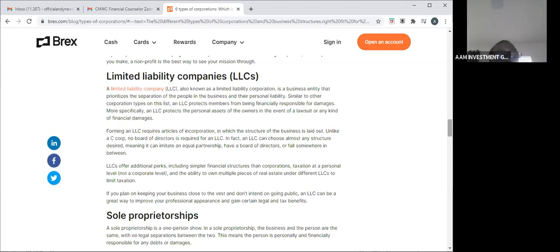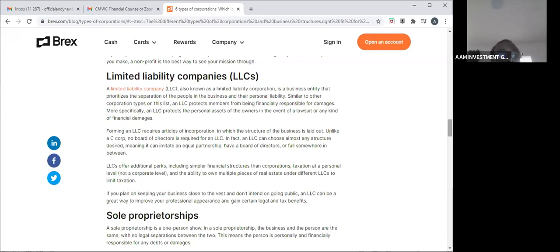All right, so forming an LLC requires articles of incorporation in which the structure of the business is laid out. Unlike a C-Corp, no board of directors is required for an LLC. In fact, an LLC can choose almost any structure desired, meaning it can imitate an equal partnership. It can have a board of directors if it wants one, or it could fall somewhere in the middle. So an LLC is kind of like being able to draw freehand, as opposed to tracing something that's already laid out for you.